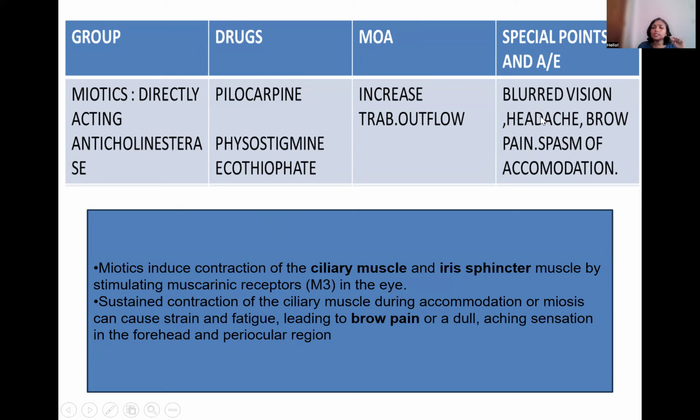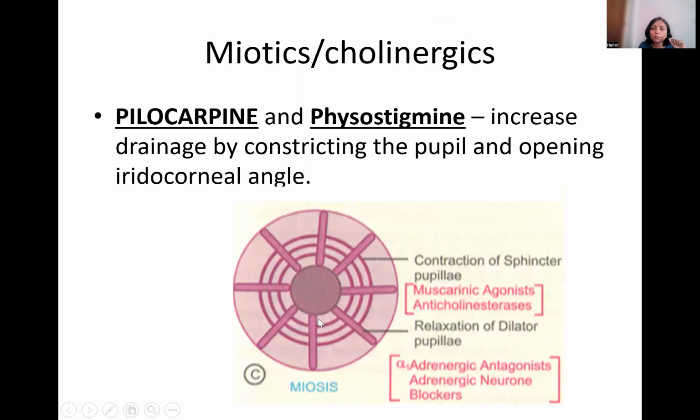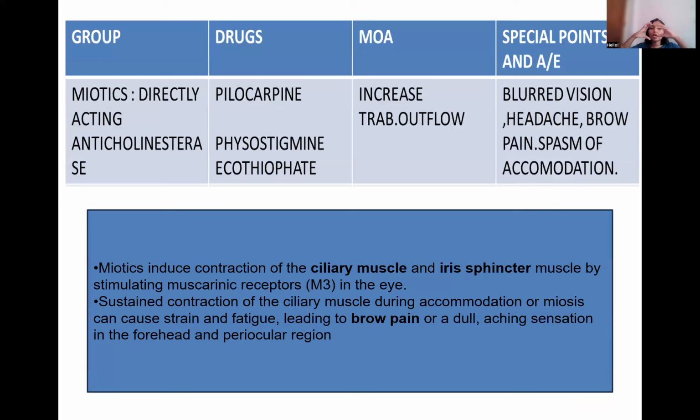Remember, these muscles are being made to contract because of the action of pilocarpine and physostigmine. They are made to contract and stay like this. So when they are staying like this, the tone will be increased and there will be spasm of accommodation. Because they are stimulated and contract like this, it will cause pain to the muscles surrounding the eye. So it will result in headache, brow pain and spasm of accommodation. So that is regarding miotics.